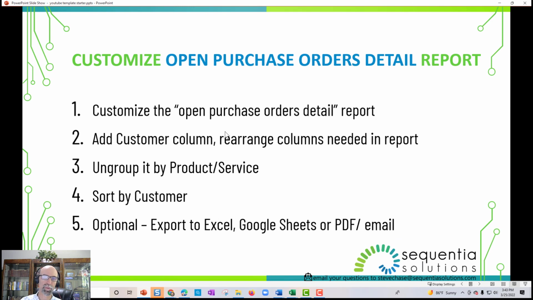Step 1, open the open purchase orders detail report. Then add the customer column, rearrange columns as needed, ungroup product service, sort by customer if necessary. All right. Now export to Excel, separate the text after the colon, and you've got slicers to be able to group that.